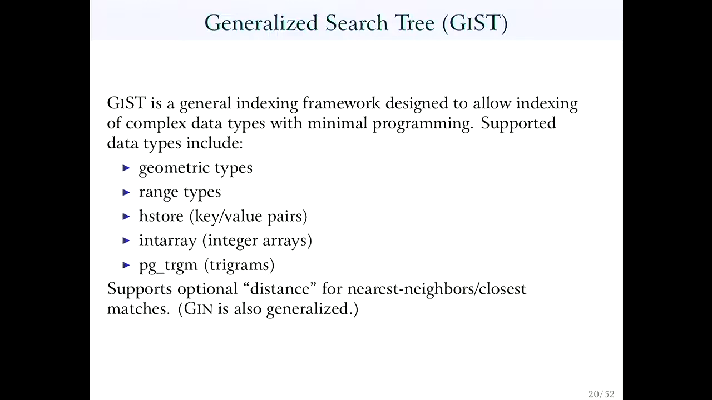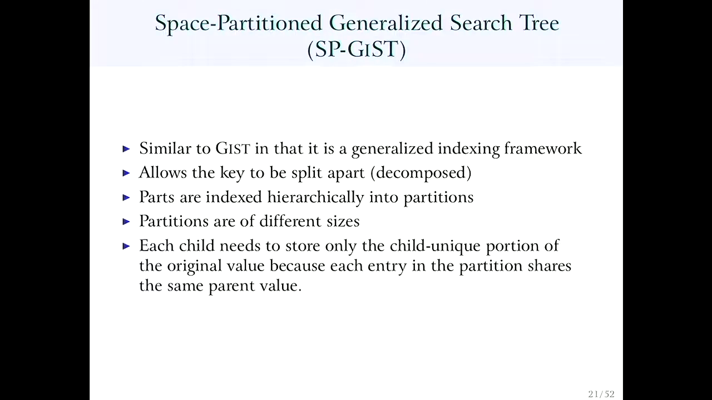It's really designed for things where we can't use btree, we can't use GIN, we can't use BRIN. So things like geometric types, range types, HStore, trigrams, these are nearest neighbor. So again, it's kind of a catch-all indexing method for a whole bunch of things. And I'll show you some specific examples later of what that does.